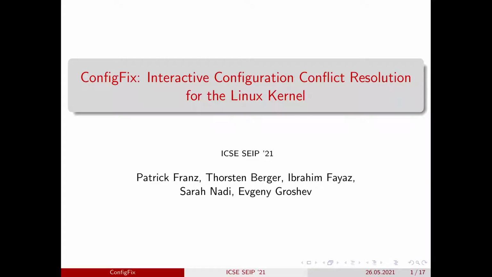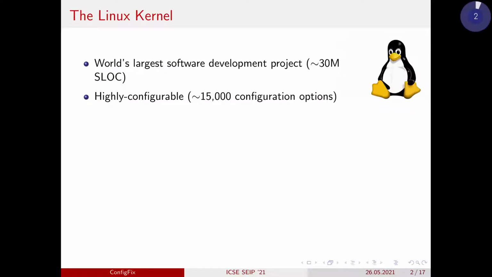Hello and welcome to this presentation of ConfigFix, an interactive configuration conflict resolution for the Linux kernel. The Linux kernel. Today, it's the largest software development project in the world with roughly 30 million lines of code. It's not just big, but it's also highly configurable, with roughly 15,000 configuration options, which are also called features at times.